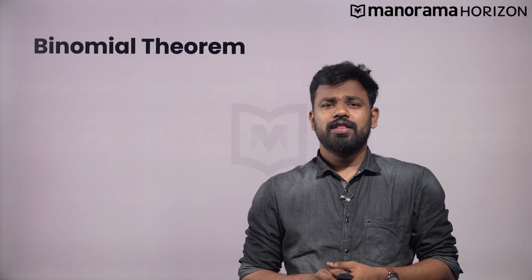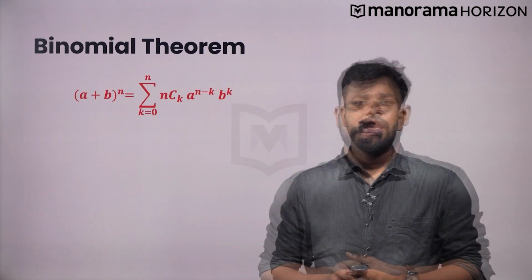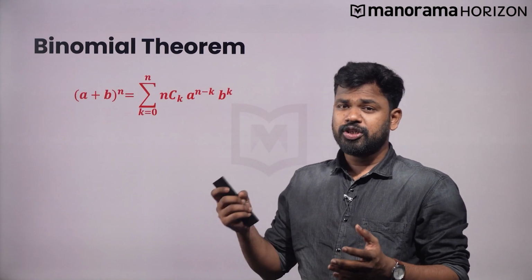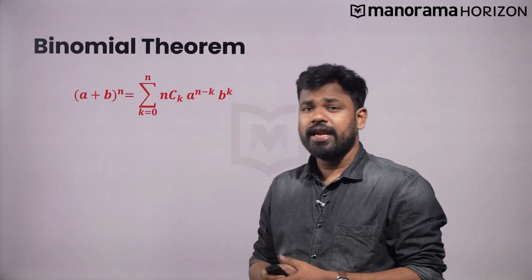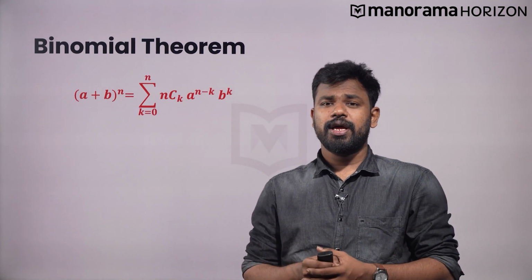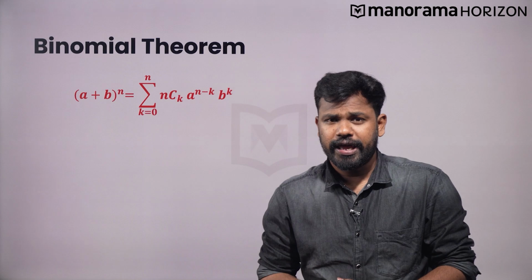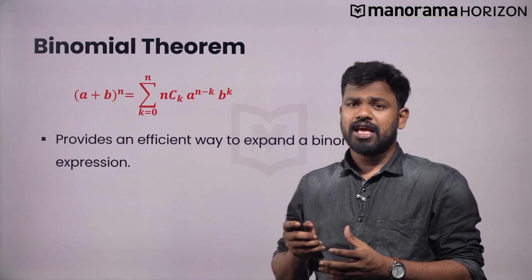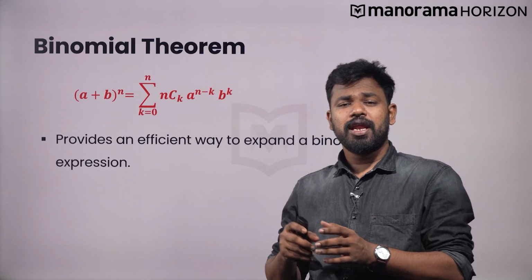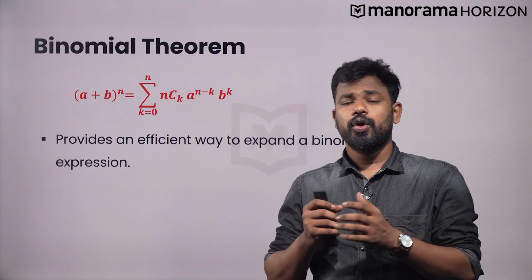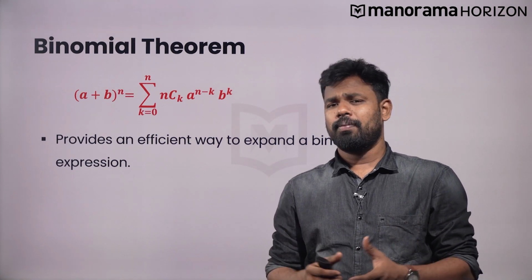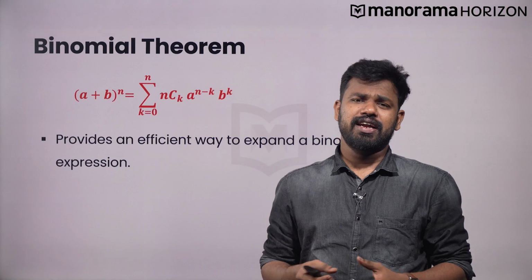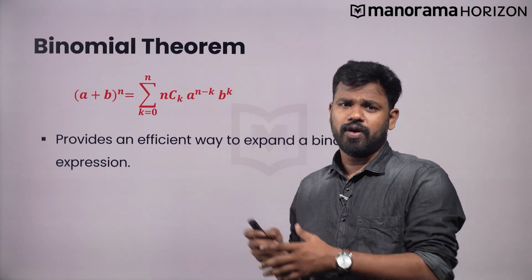Let's begin by recalling the statement of binomial theorem. (a + b) raised to n is equal to the summation from k equal to 0 to n, nCk a raised to n minus k into b raised to k. We know this theorem provides an efficient way to expand a binomial expression without going through the tedious process of multiplying it. Rather than multiplying it n times, you just directly need to use this formula.